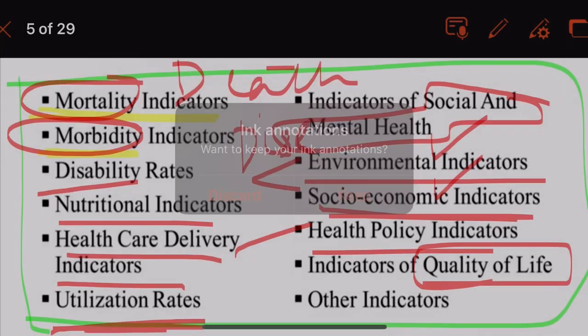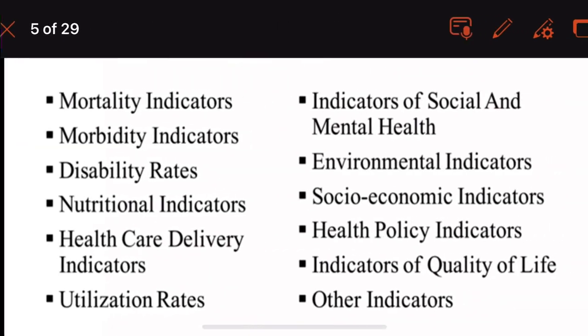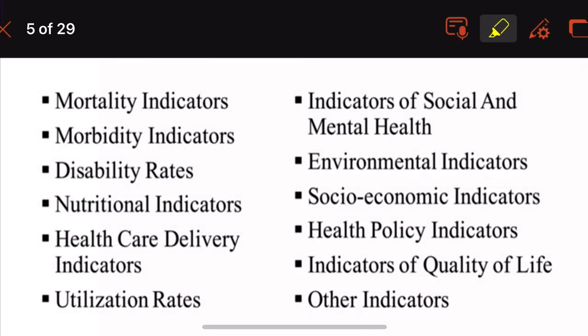So guys, I'll just repeat it again. What are the indicators? They are mortality, morbidity, disability: death, disease, and disability. Because of the disease the person was disabled. This is how you can remember. Either it ends up in death or the disease can lead to disability. So we have mortality, morbidity, disability.